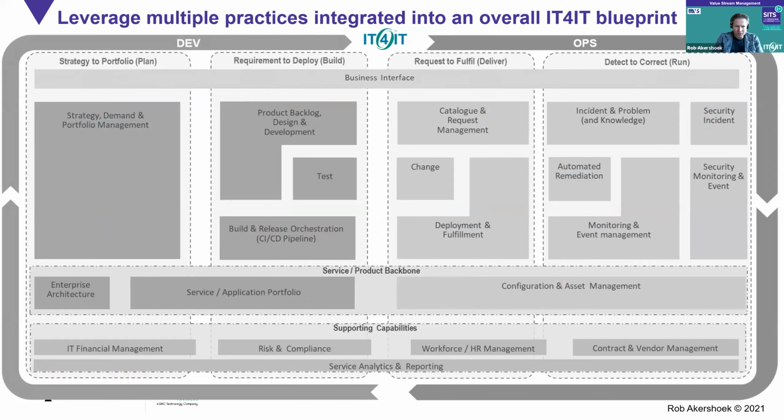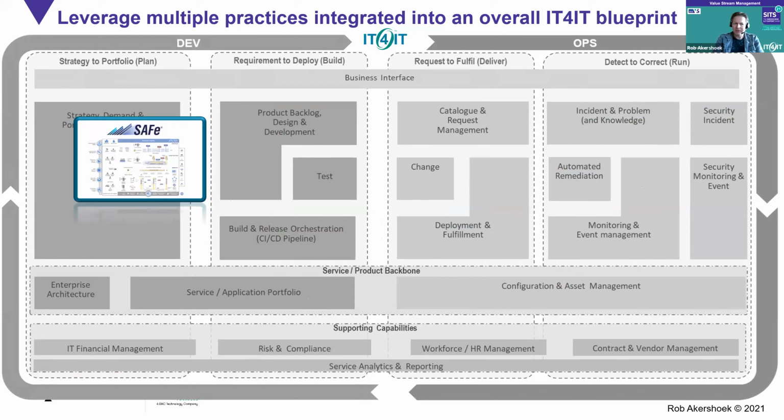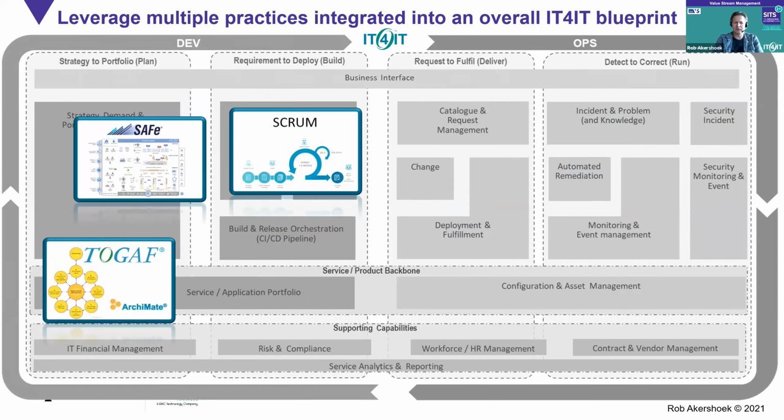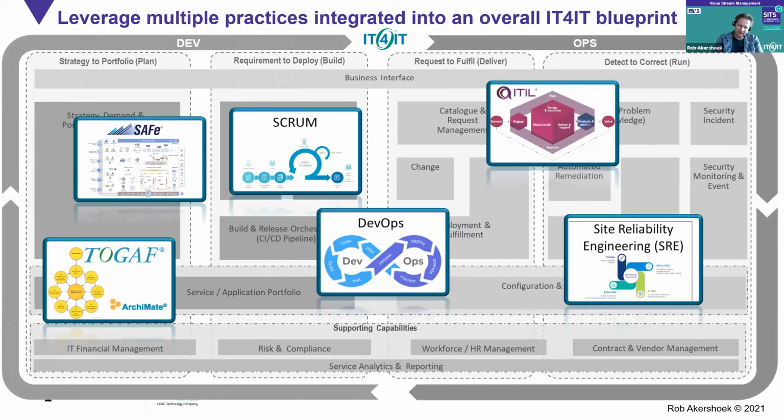And what is really important to understand is that to build these end-to-end value streams, you probably need different practices, because as you could see, it's overlaying a capability. So maybe you use SAFe for the portfolio backlog management. You use TOGAF for architecture. You have Scrum, you have DevOps, you have ITIL, you have maybe site reliability engineering. So typically you need multiple practices in an organization to really make this end-to-end work. So it is not about ITIL or DevOps, but it's and. So combine them in a clever way and take the right set of practices.